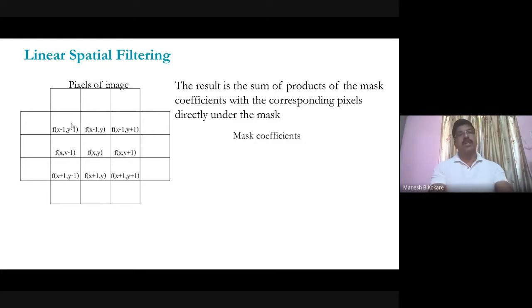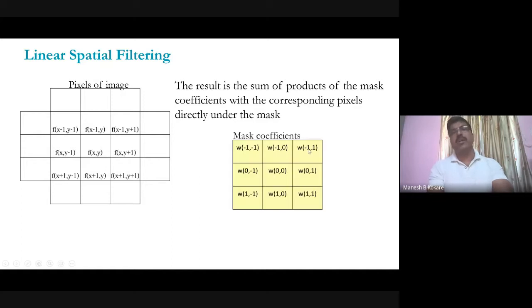So the value of the pixel after filtering will depend upon the values of its neighboring pixels. For that, you have to use the filter mask. This filter mask has coefficients like this: w(-1,-1), and this is the center of the mask, which has the coordinate w(0,0).